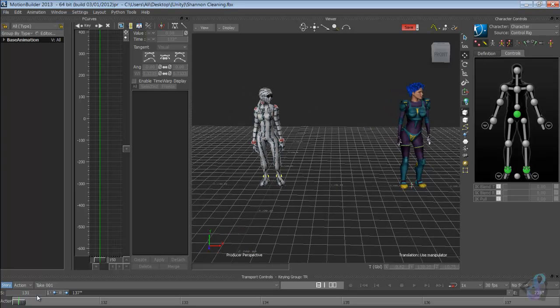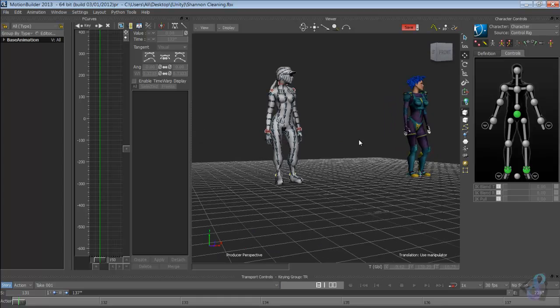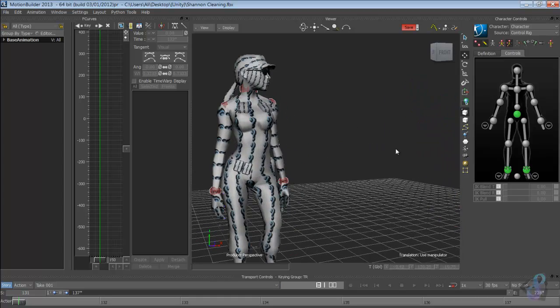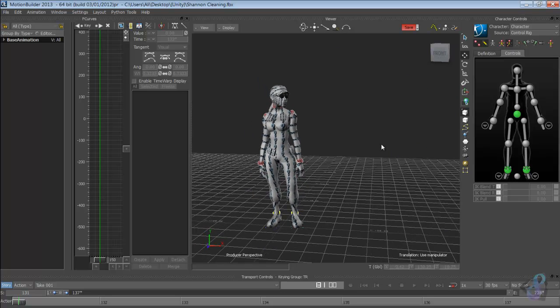And now let's see. Hey, where did it go? I don't have any jerkiness again. Not anymore. Yeah, we solved the issue just by plotting on control rigs, because Motion Builder is very, very wise on plotting on characters.